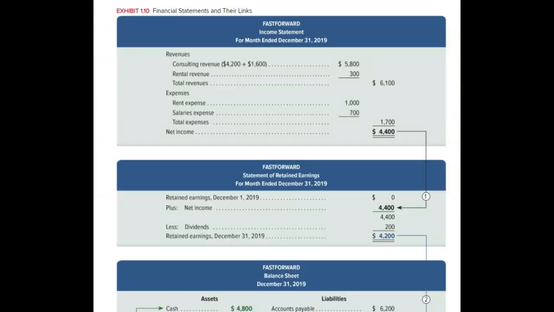So in preparing financial statements from financial data, the first financial statement we prepare is an income statement. An income statement shows the results of operations for a period of time. Was the company profitable, or did it have a net loss for the period? To calculate net income or net loss, we subtract total expenses from total revenue to calculate, in this example, net income.